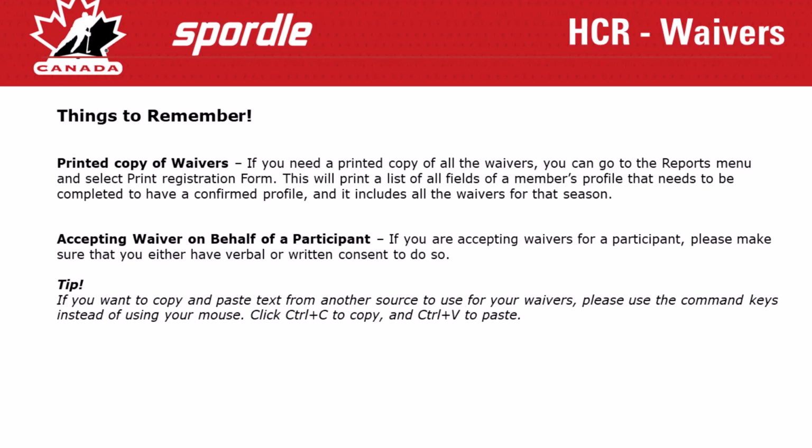Things to remember for waivers. If you need a printed copy of all your waivers, you can go to the Reports menu and select Print Registration Form. This will print a list of all fields on a member's profile that needs to be completed in order to have a confirmed profile. It also includes all waivers for that season.